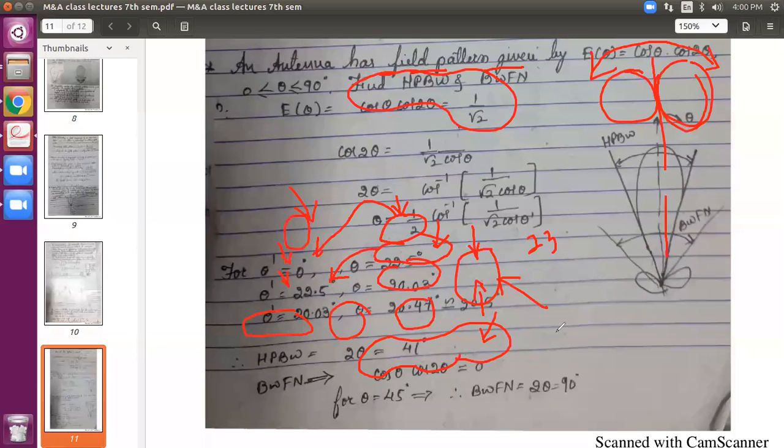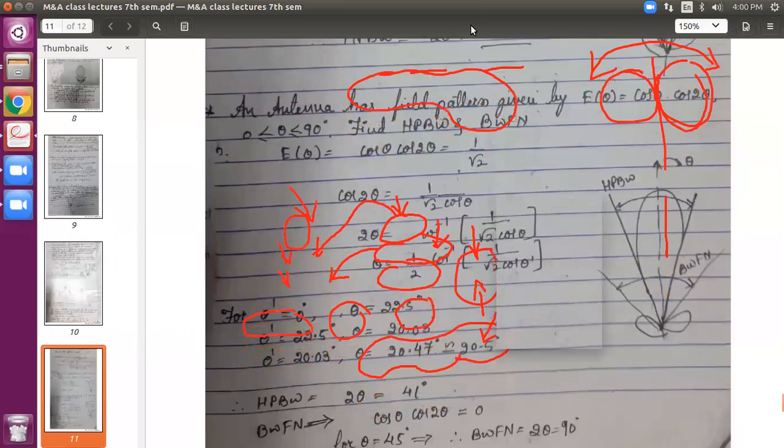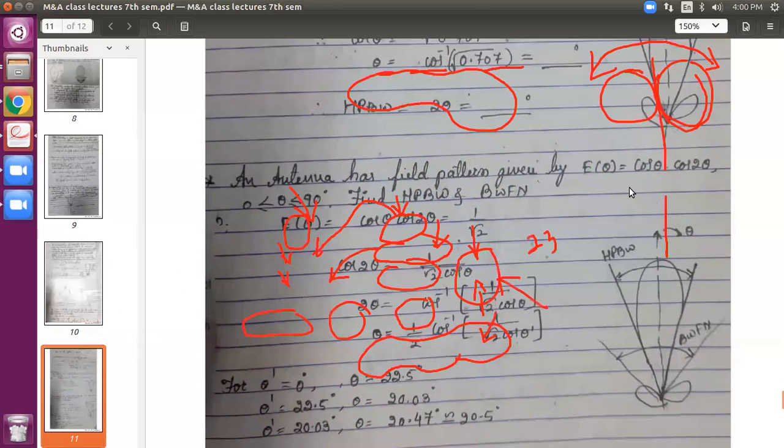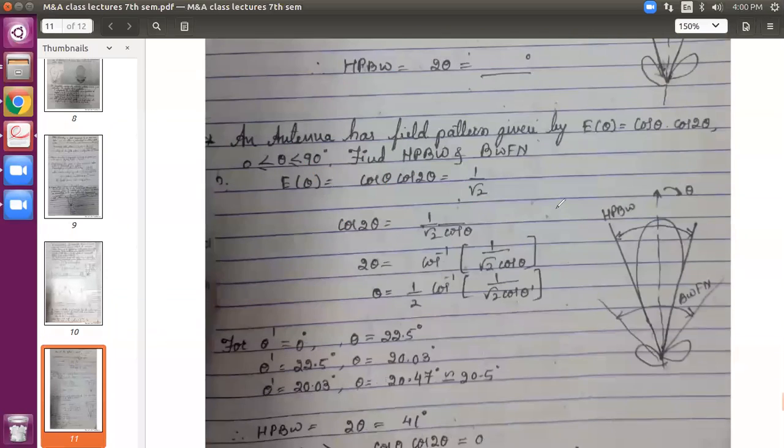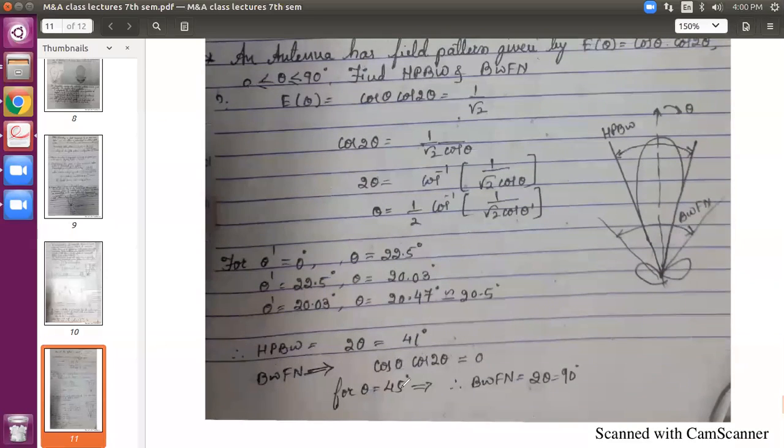What you will get? Can anybody guess? Don't look at the screen. Just guess it. For what value of theta you will get this equation satisfied? If I take theta is equal to say 90 degrees, what will happen? Cos 90 is 0. Yes, it is 0.